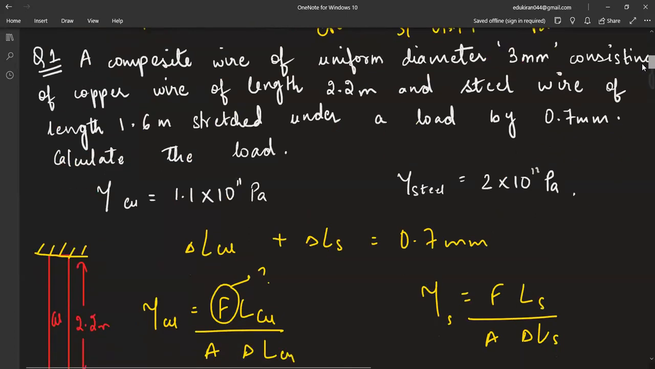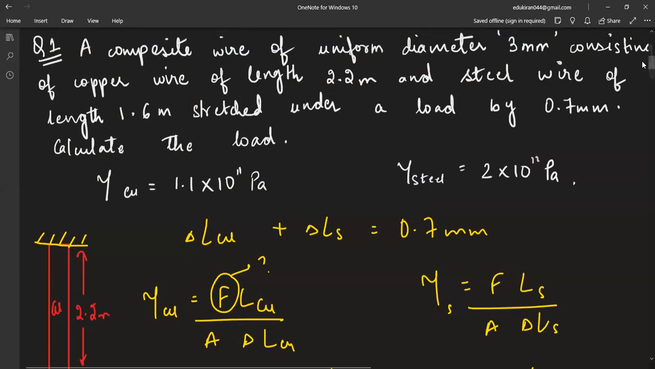Harsha, tell me, is this question clear to you? How to solve it? Yes, ma'am. Okay, note it down. Let me know what your answer comes out to be.